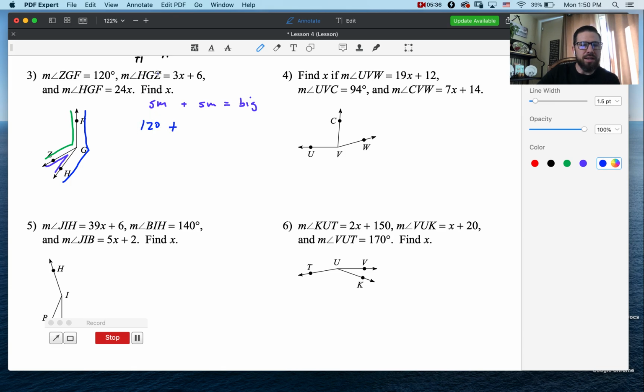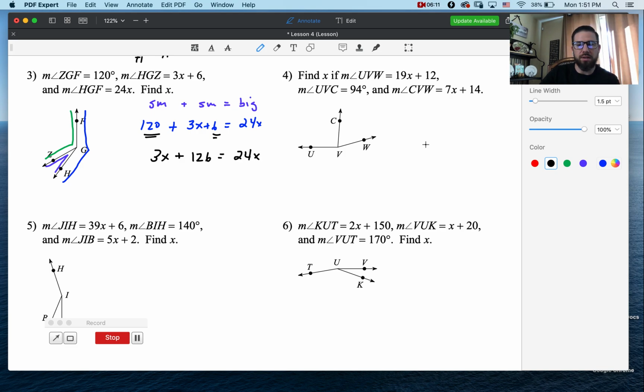HGZ, from H to G to Z. That's a small piece down here also, which is 3x plus 6. So that's a small piece equals the big piece. Well, that means this guy has to be the big piece. It's the only thing left, but let's check. HGF. Does it say HGF? Yep, 24x. Let's combine like terms. My like terms are the 120 and the 6. So I have 3x plus 126 equals 24x.